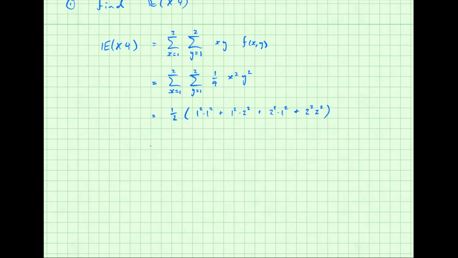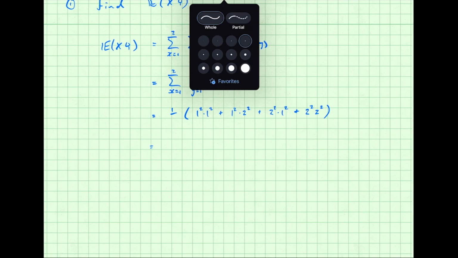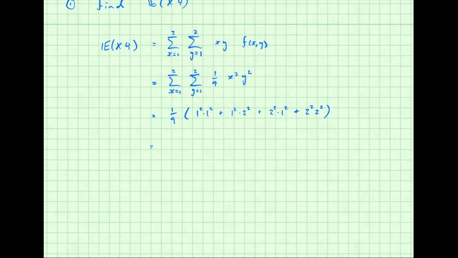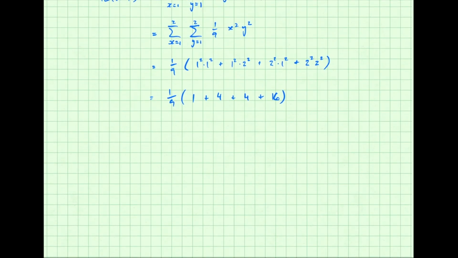All right, so it's not a half out in front, that's 1/9. Okay, so we have 1/9, and then what do we have? 1 plus 4 plus 4 plus 16. So that's 25/9. All right, so that's the expected value of the product of x and y.